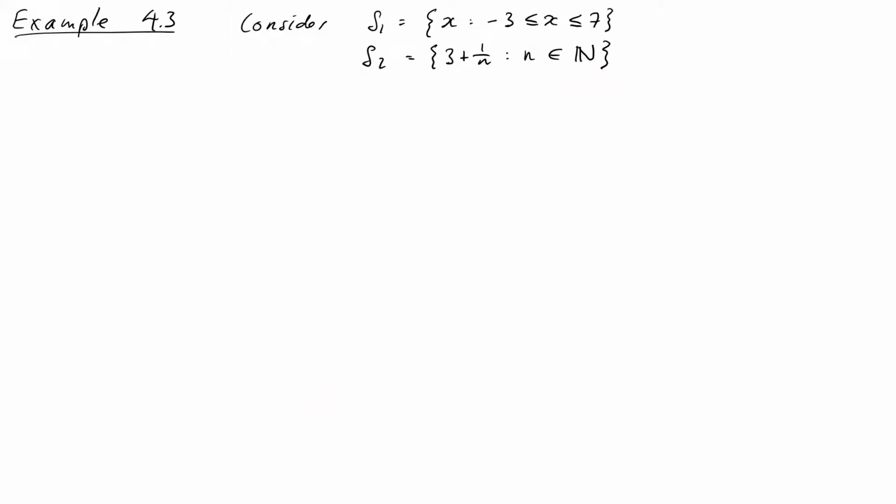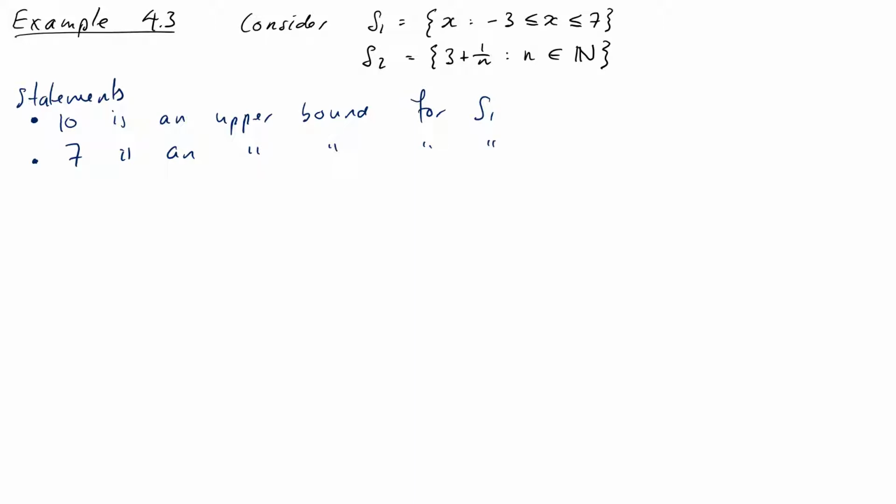Here's the definition of those. So let's just take a couple of example sets and see what we can say about bounds of these sets. For the first set, we can make some statements that are true. First one, we can say that 10 is an upper bound for S1. Okay, S1 is all numbers between negative 3 and 7. 10 is greater than every element in that set, so 10 is definitely an upper bound. Likewise, 7 is an upper bound. Okay, upper bounds are not unique. We can come up with lots of different ones. The thing that is unique is the least upper bound. So the supremum of S1 is going to be, just take a second to think about that, it's going to be 7.